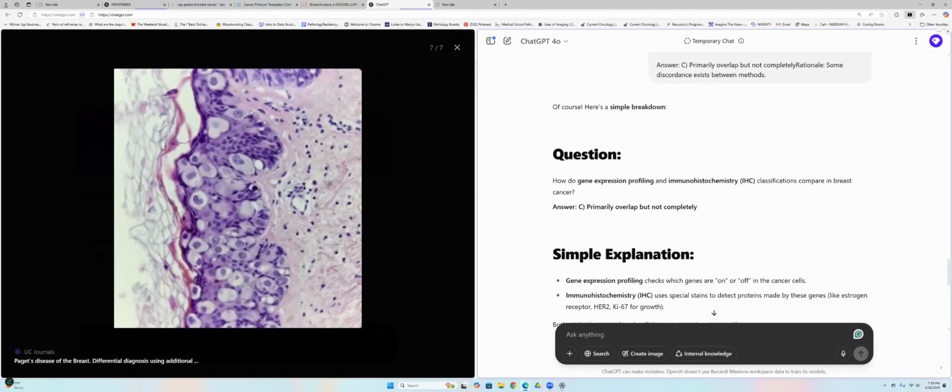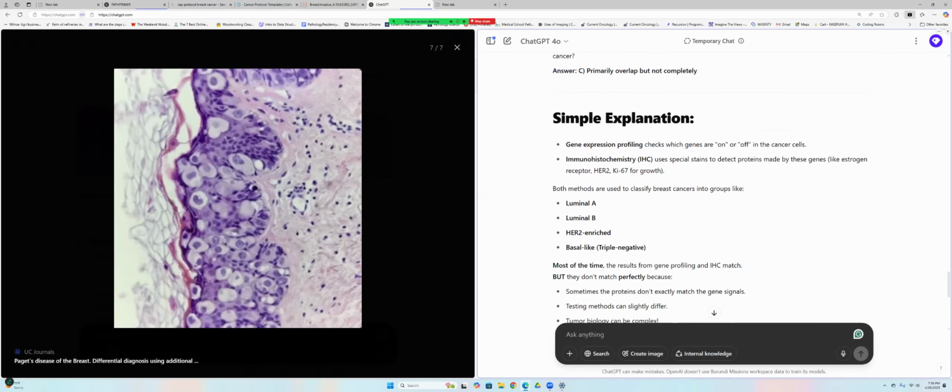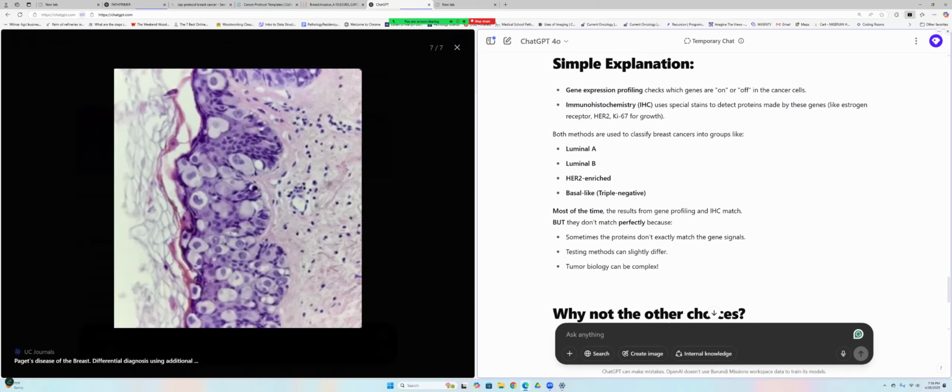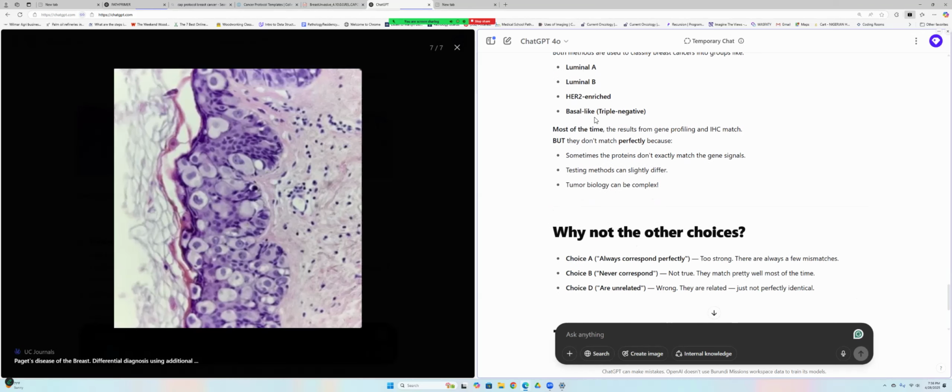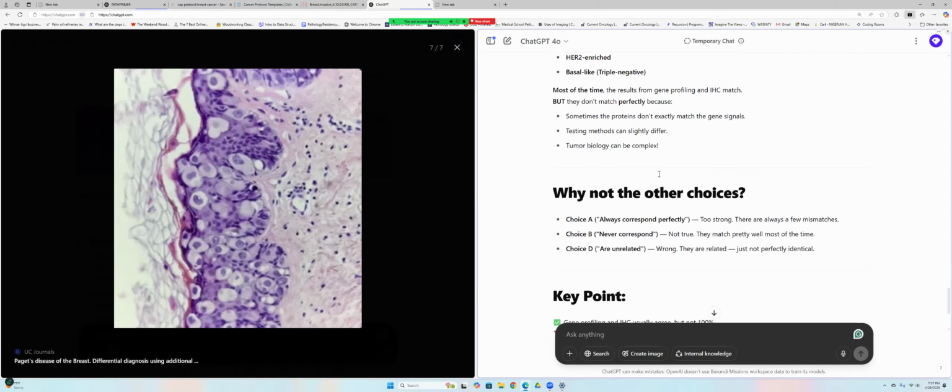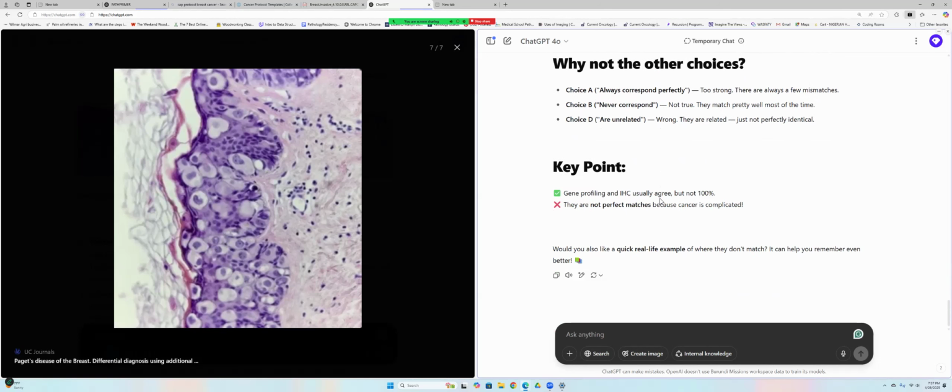Okay. So let's look at this quickly. How do gene expression profiling and immunohistochemistry compare in breast cancer? Gene expression profiling checks which genes are turned on or turned off in cancer cells. IHC uses special stains to detect proteins, like we have HER2 enriched, basal-like triple negative. Most of the time, the results from gene profiling and IHC match. Sometimes the proteins don't exactly mark the gene signals. That's what I wanted to explain.